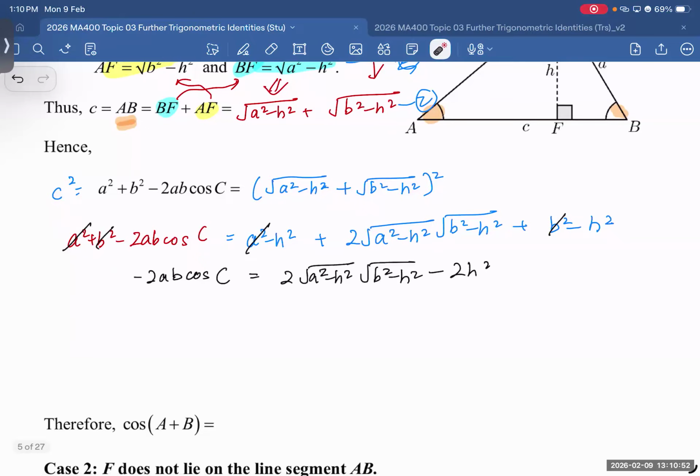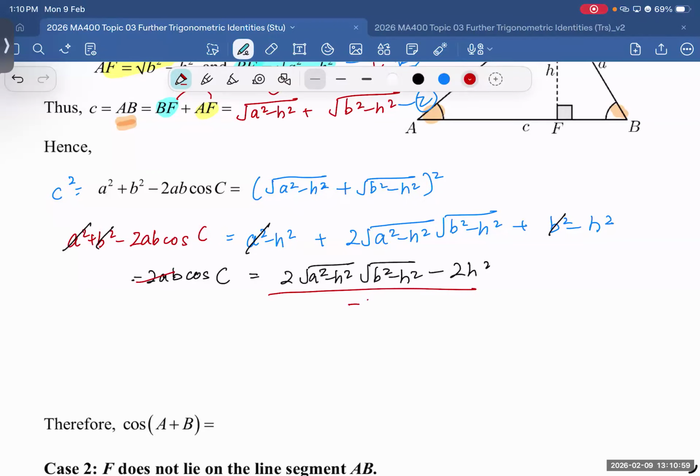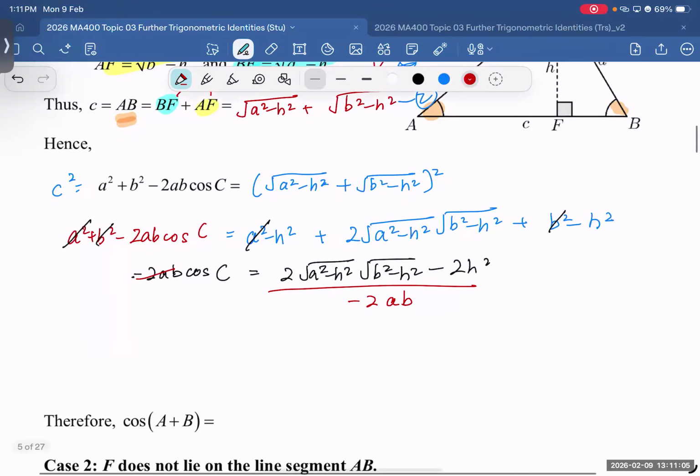Okay, so now I come to this step. What do I do next? I'm going to divide by negative 2ab on both sides. What do I get? Can I say this? Can I say I cancel 2?